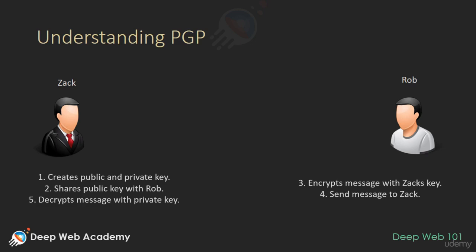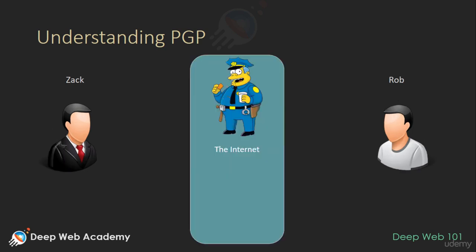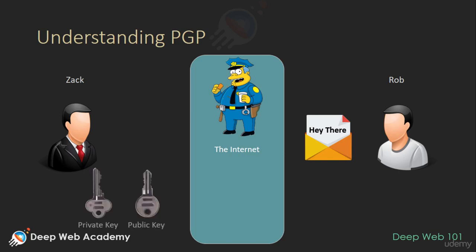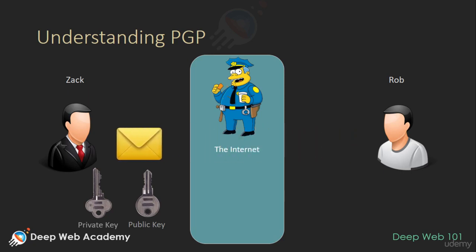So let's look at the process with some illustration to get a better understanding. Of course, Rob has his message that he wants to send to Zach, and Zach has to first create that private and public key, ensuring that he keeps that private key safe. He would then send a copy of the public key over to Rob, and Rob would use that copy of the public key to actually encrypt the message. He would then send that message over the internet to Zach, and Zach could open it up and read it. Now, if anyone on the internet were to intercept that message, they would just see a bunch of gibberish in there and wouldn't be able to understand the message at all.